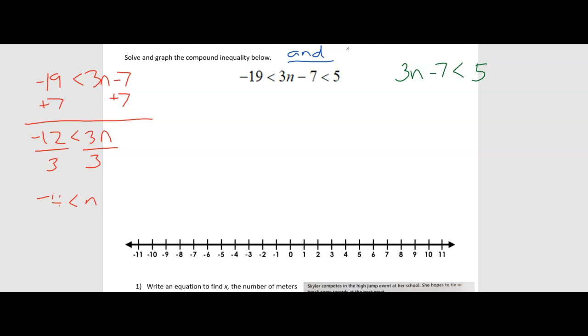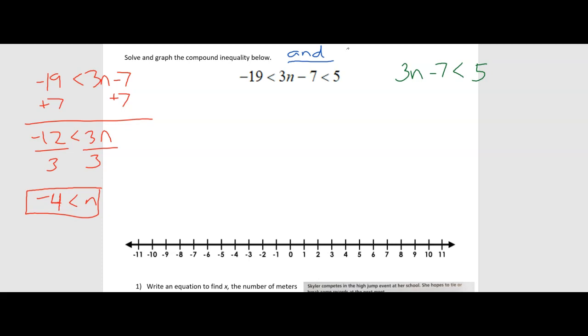And I'm going to get, again, I always start reading with the variable because I think that makes the most sense. I get n is greater than negative 4. Again, you could say negative 4 is less than n. I just don't think it helps you understand how to graph it as well as saying n is greater than negative 4.